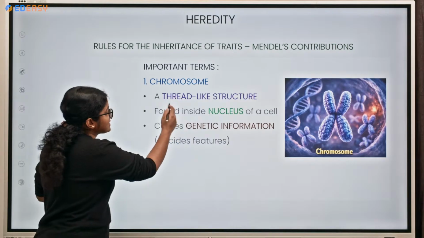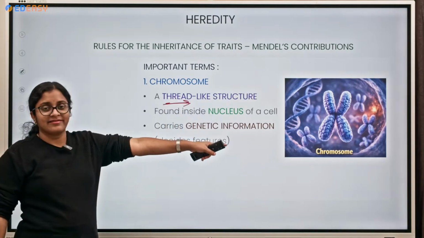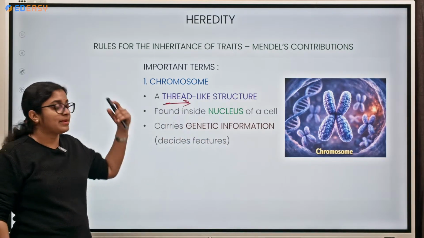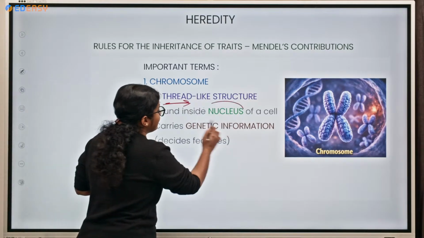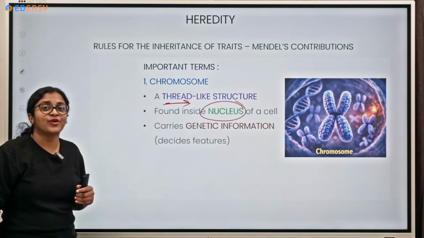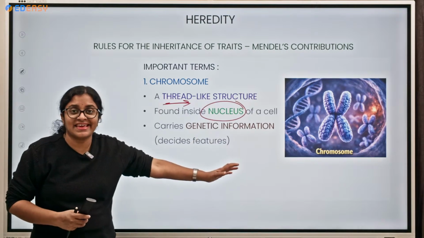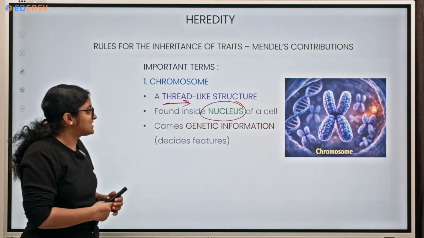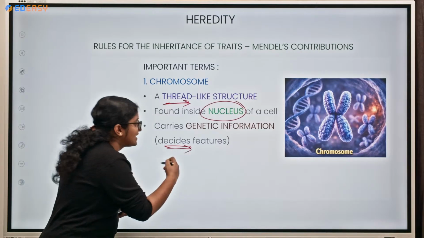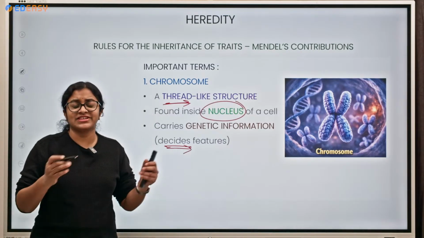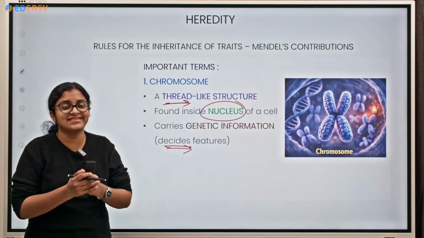So what is a chromosome? A thread-like structure, like that we can look at it. Where is it found? It is found in the nucleus. So what does it do? This is the main thing which carries the genetic information. Genetic information is the one which decides the features.